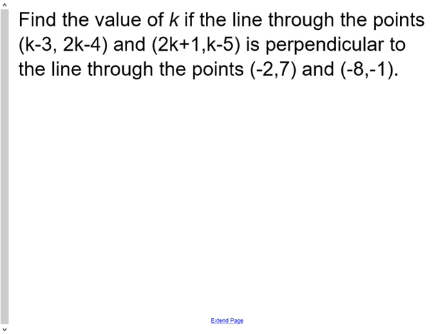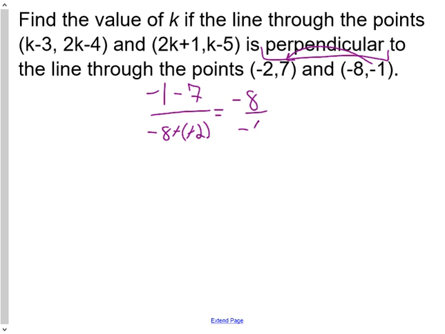One more of these. Find the value of K if the line through the points K minus 3, 2K minus 4, and 2K plus 1, K minus 5 is perpendicular to the line through the points negative 2, 7, and negative 8, negative 1. Now, similar but different in this problem is perpendicular. So again, same idea this time. We're going to do slope with the numbers we have that are nice. Negative 1 minus 7 over negative 8 minus negative 2 gives us minus 8 over negative 8 plus 2 is negative 6. Gives me a slope of 4/3.